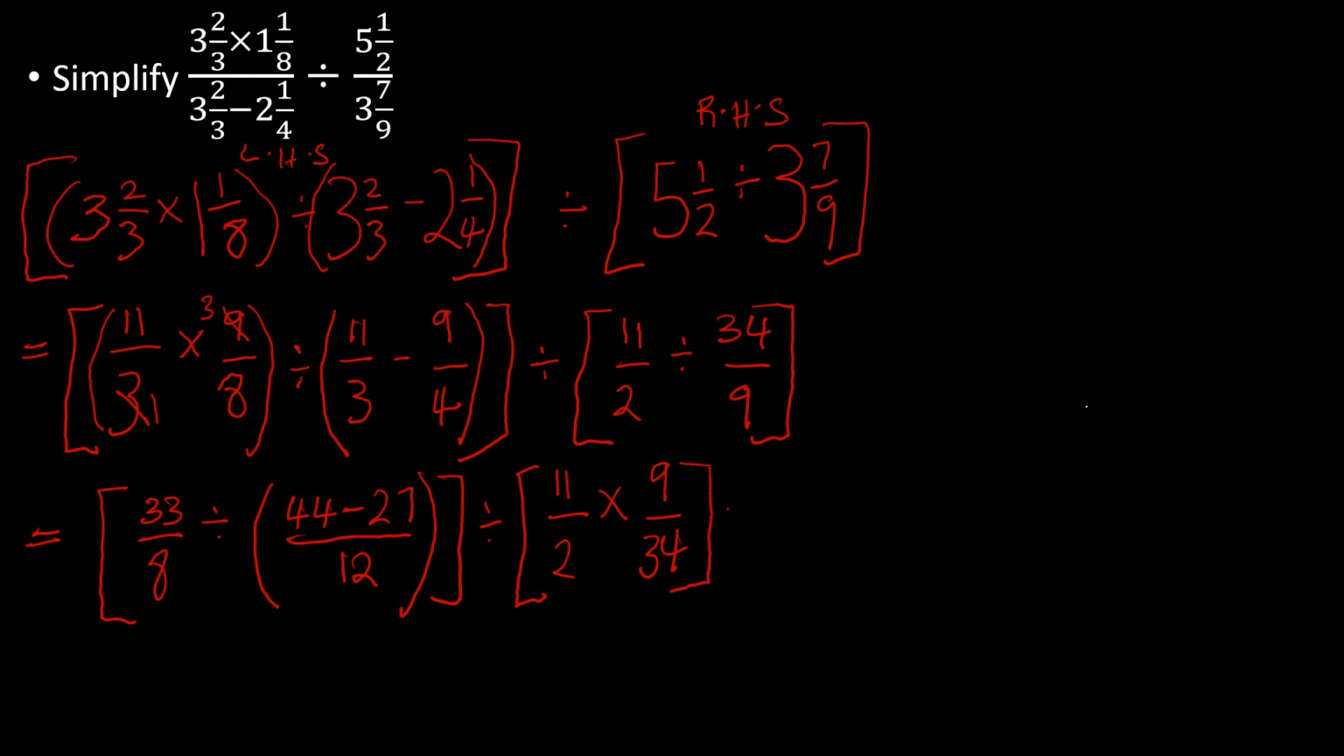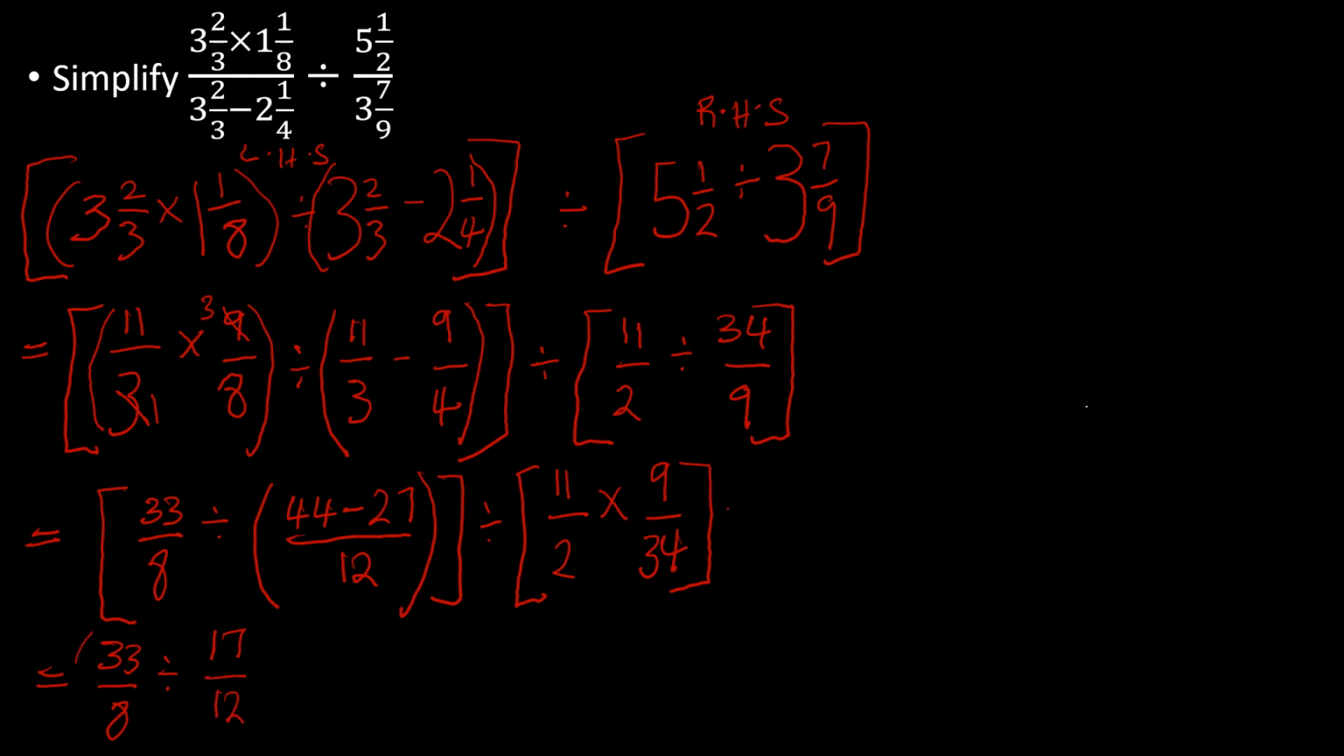So we've come a long way. We can also make some cancellations right there, you know, if there be any common factors, but in this case nothing is actually common, so we can leave it that way. So we're going to have that the next step, we'll have that 33 over 8 is being divided by 44 minus 27 will give us 17 over 12. We have 17 over 12.